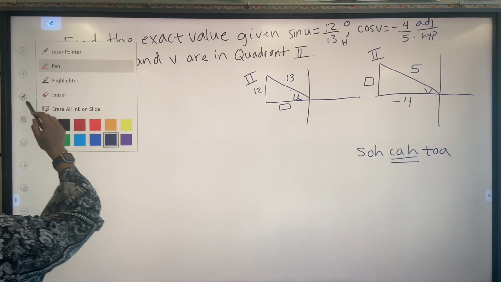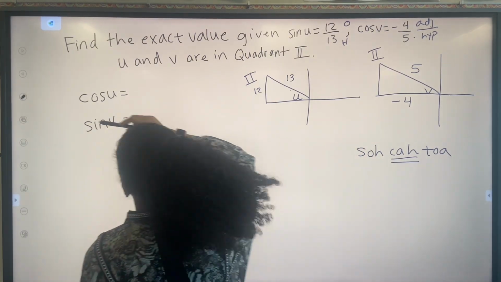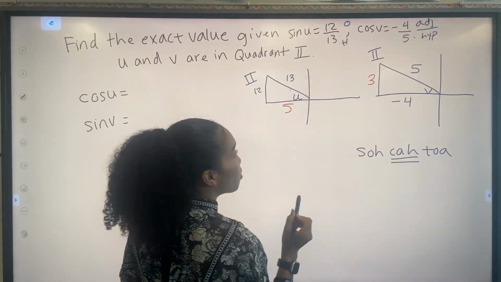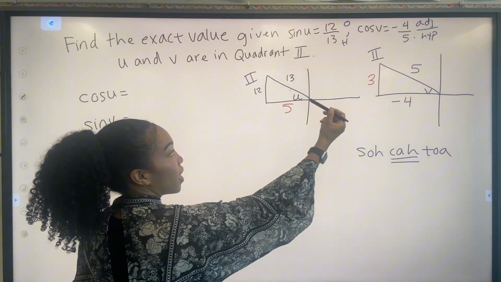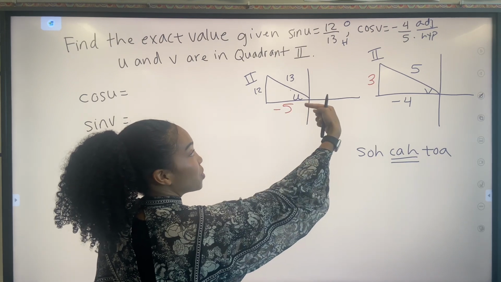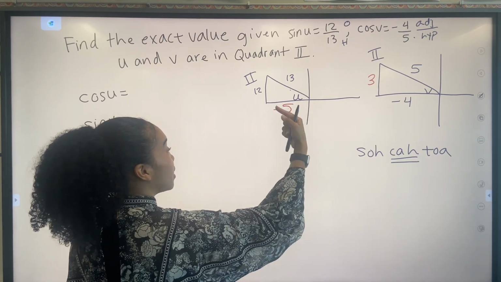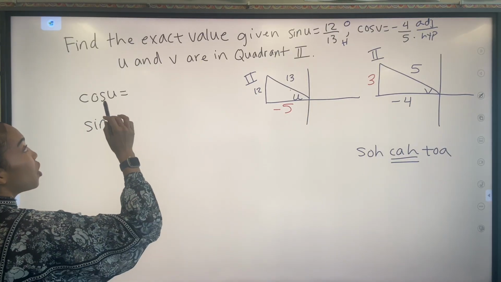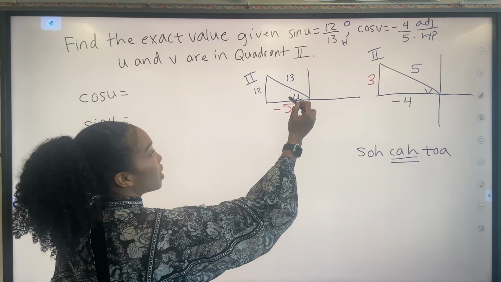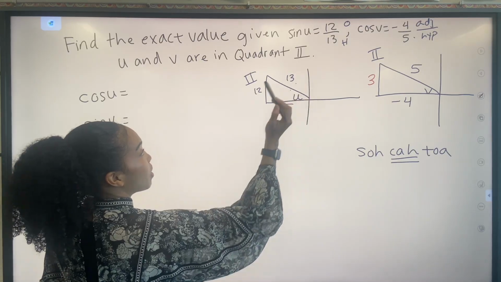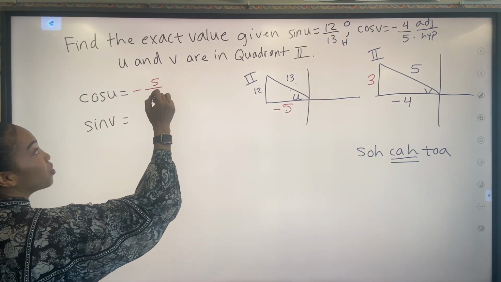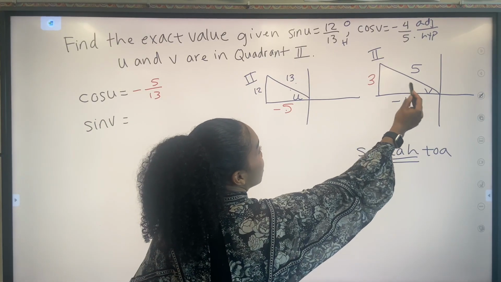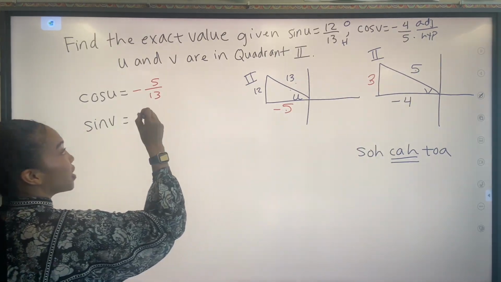Okay, so if you did Pythagorean theorem, you should have gotten 5 and 3. Now remember, we are in quadrant 2. So that means this has to be a -5 because you went to the left. Okay, now we can answer the question since we found the missing sides. Cosine of angle u is adjacent over the hypotenuse. So that's -5 over 13. Sine of angle v is opposite over hypotenuse. So that's 3/5.